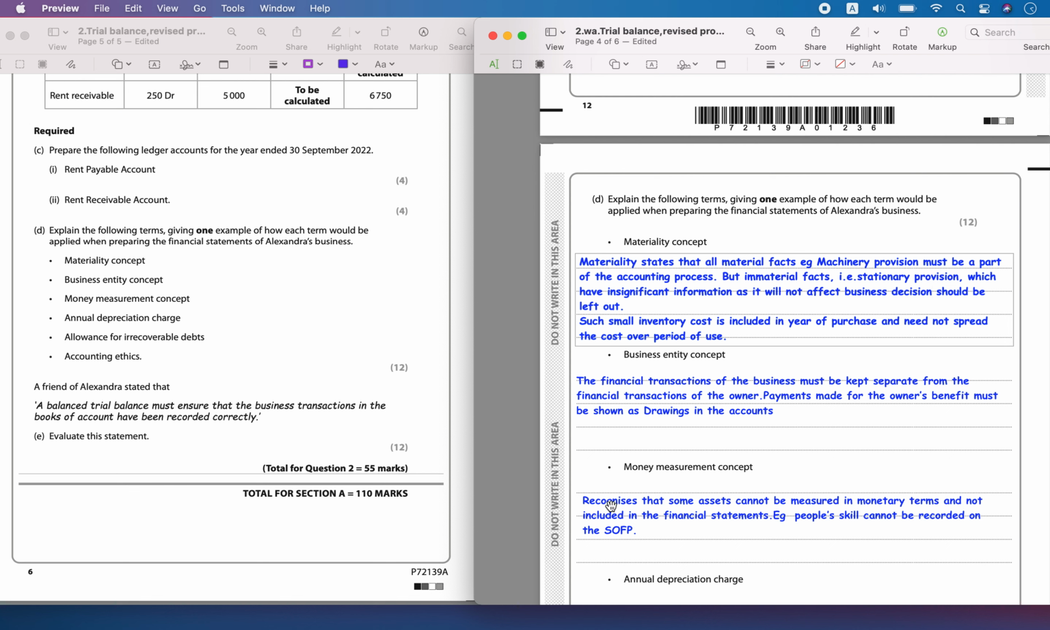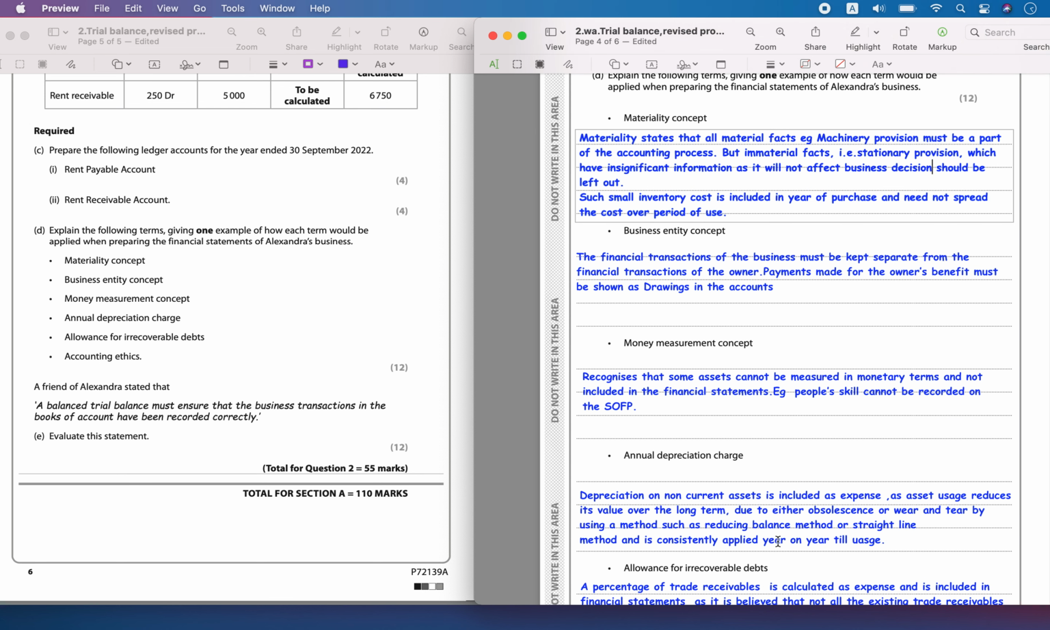Money measurement concept says that there are some assets that cannot be measured in monetary terms. For example, people's skill, people's motivation. All these things cannot be recorded in the financial statements, so don't include such things in the statement of financial position.